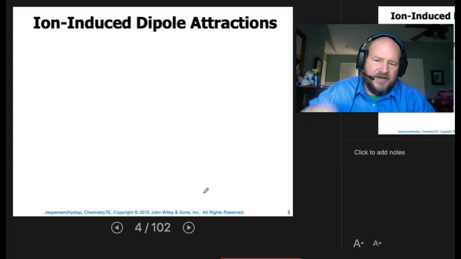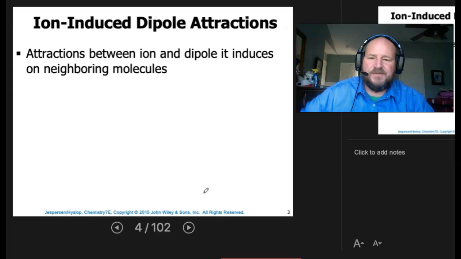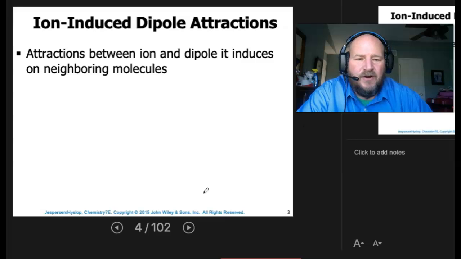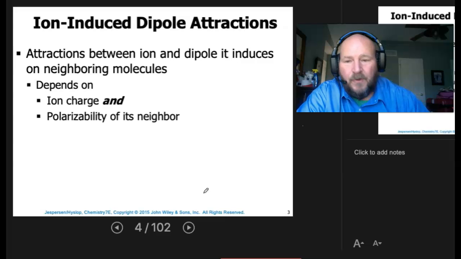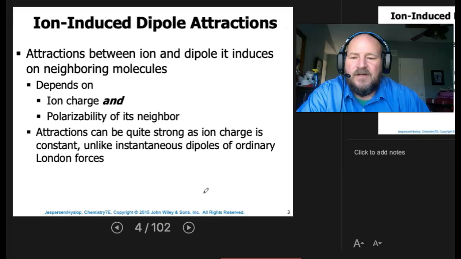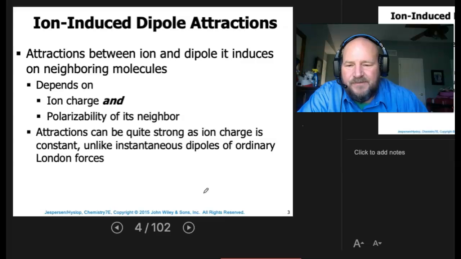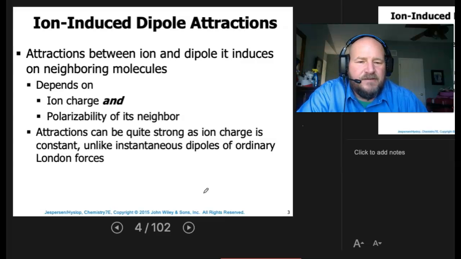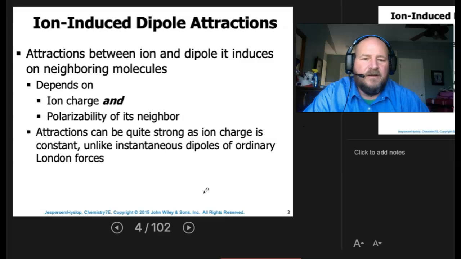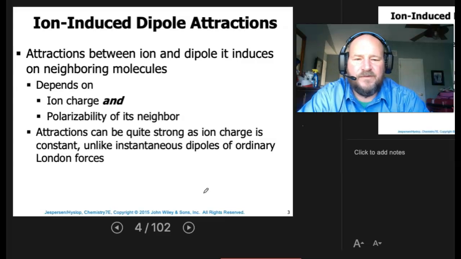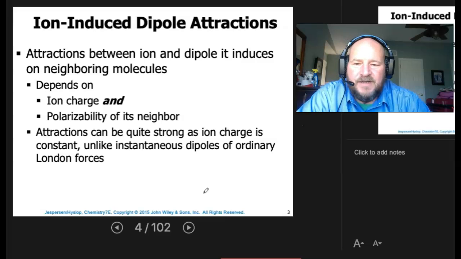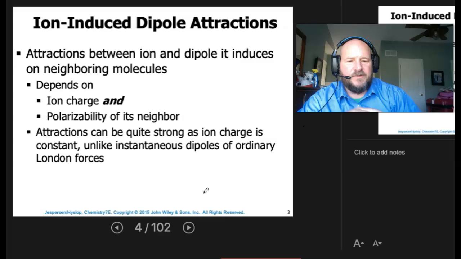All right, we can also have an ion-induced dipole attraction. This is an attraction between an ion and a dipole it induces on neighboring molecules. Now this is going to depend on the ion charge and how polarizable the neighbors are. Attractions can be quite strong as the ion charge is constant, unlike the instantaneous dipoles of ordinary London forces. We've seen this before, where the dispersion forces across the molecule can go back and forth and create a dipole. Here, that going back and forth was creating the dipole. Here it's going to be an ion, so it's going to be a constant.